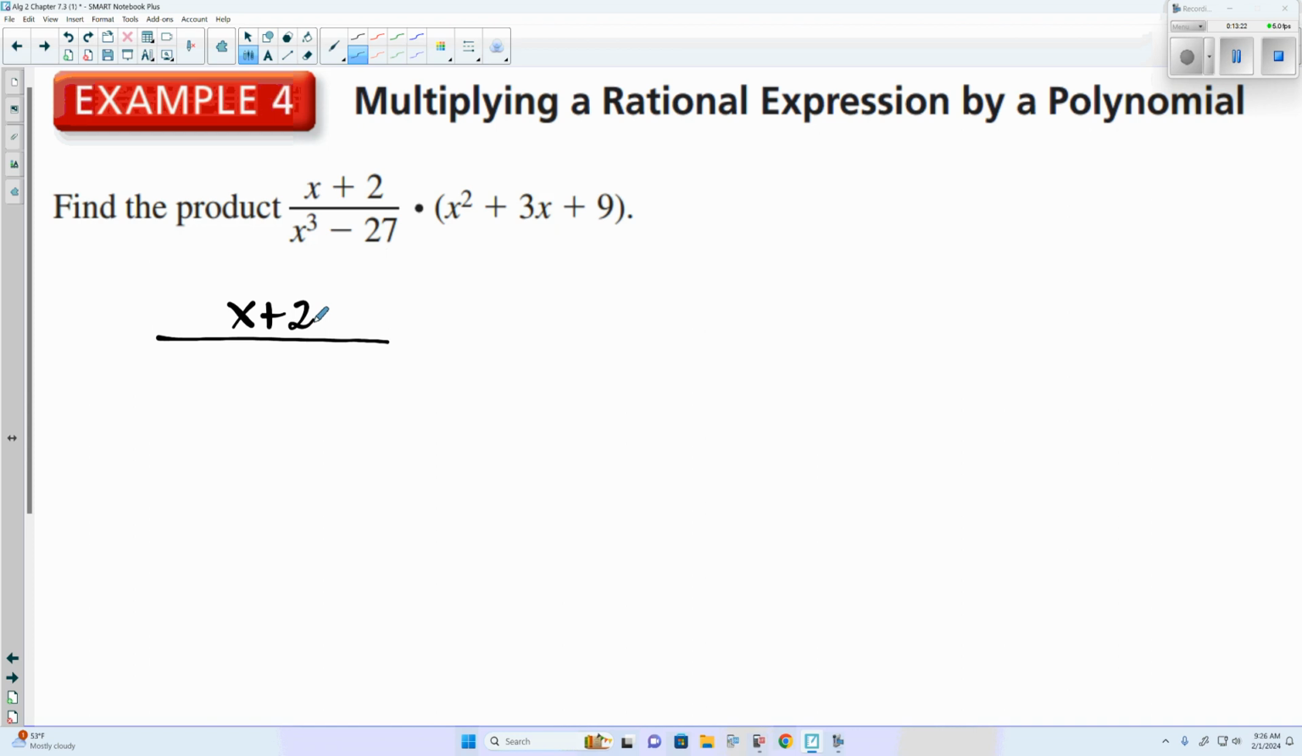Now, the denominator is x cubed minus 27. We're going to need to factor it, yes? What's the denominator of our second term over here? 1. If it's not given to us, it's understood to be 1, which means when we multiply these together, the x squared plus 3x plus 9 is going to multiply with our x plus 2, not with our denominator. And it only multiplies with 1, not both.